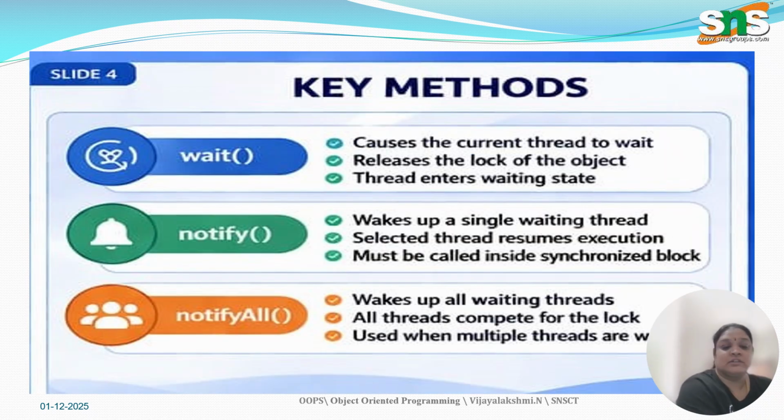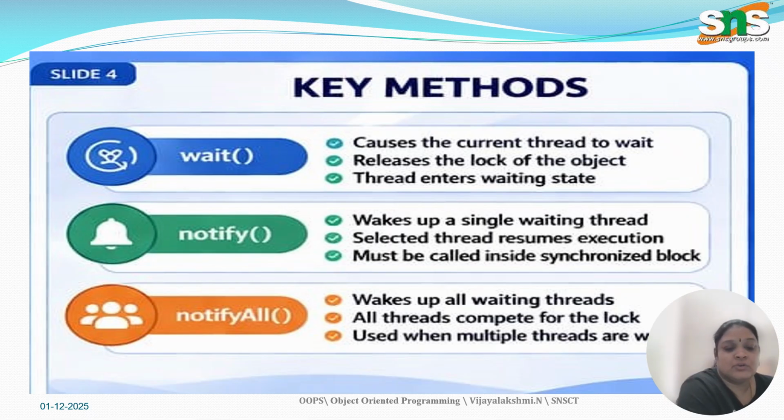So what are the key methods? What are wait, notify, and notifyAll? The wait method causes the current thread to wait. By the name itself, you can predict you have to wait for some time if some thread is already in the CPU. It releases the lock of the object, and the thread enters the waiting state. Notify wakes up a single waiting thread. The selected thread resumes execution, and it must be called inside a synchronized block.